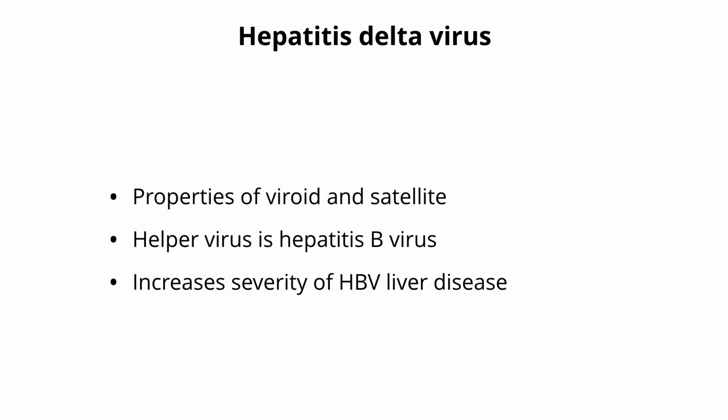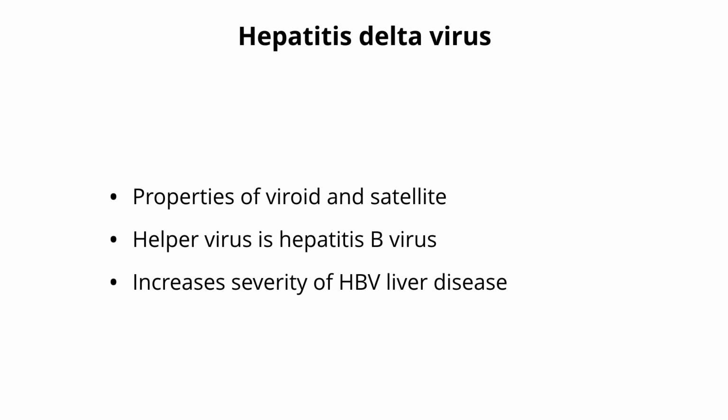Hepatitis delta has properties of both a viroid and a satellite. I'll show you why. Its helper virus is, interestingly, hepatitis B virus. And we think that if you have Hep B, you get a certain liver disease, and you may progress to hepatocellular carcinoma. We think if you also get delta along with your Hep B, remember, delta is a satellite.